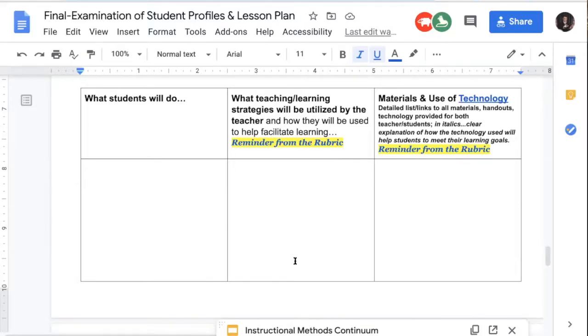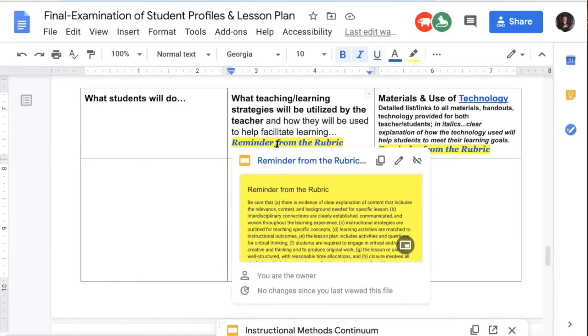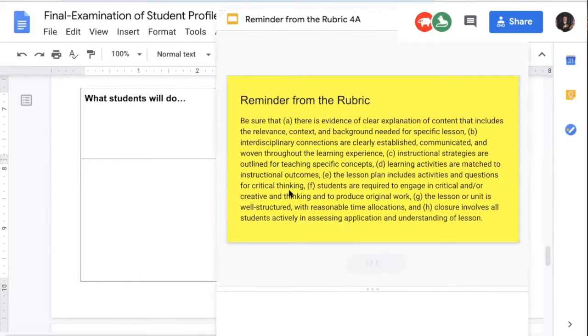But that's not what we're going to limit ourselves to. We also want to look closely at the rubric and identify what are the other pieces I need to make sure I build in. I need to probably copy and paste this wording down and put it down in the flow of my lesson and make sure that I take time to address the relevance, context, and background needed for the specific lesson. So I'd pull that out and I'd put that into the flow of my lesson plan in the middle column. Also, where I'm going to make interdisciplinary connections with my essential questions, with the activities, with the discussion. Make sure that you address closure in a way that allows students to actively assess the application and understanding of a lesson.